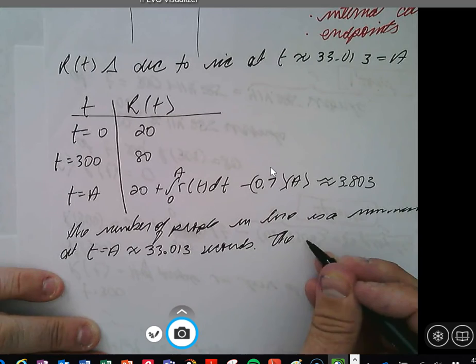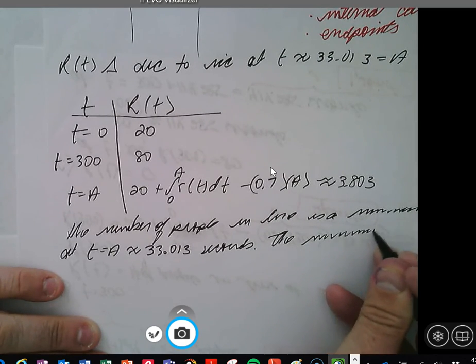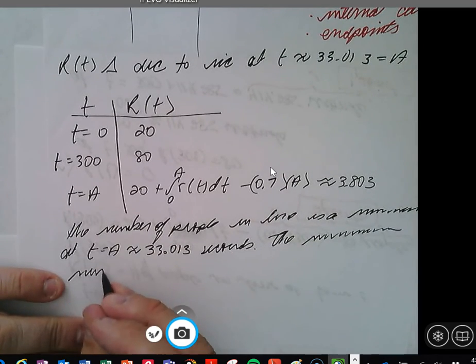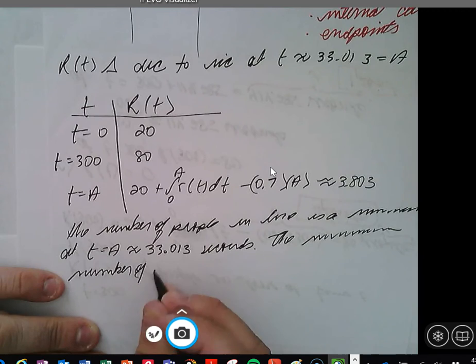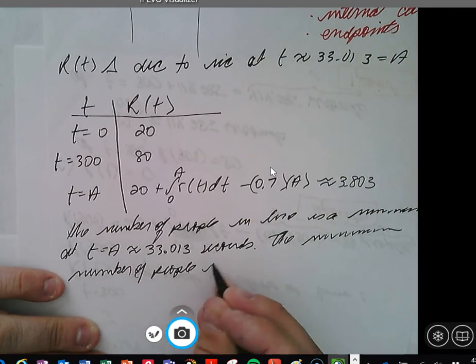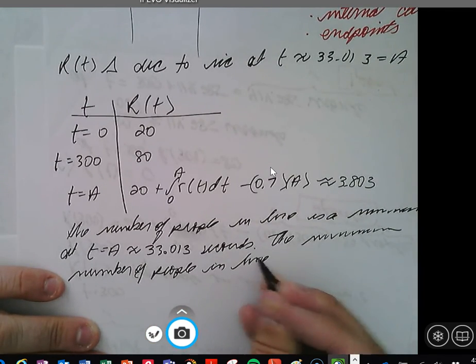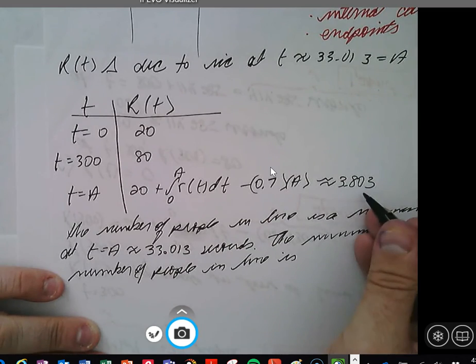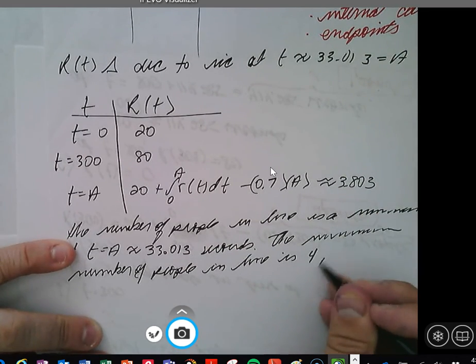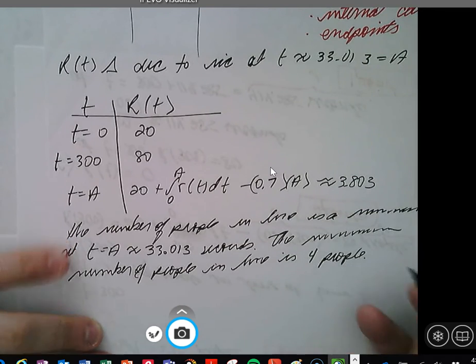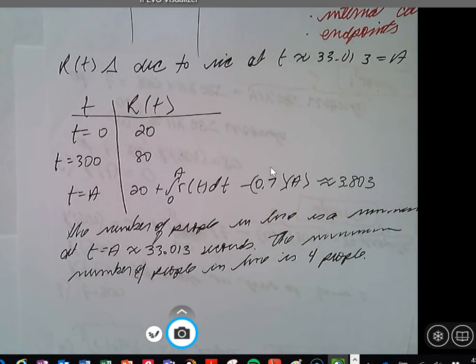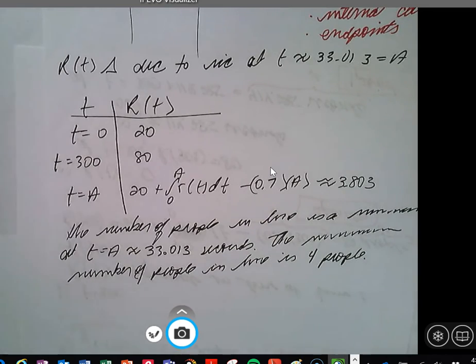The minimum number of people in line. Now I want that r value is not 3.803. You've done so much work. Don't blow it now. Round it to the nearest whole number. 4 people. That's a long one. These absolute extrema questions are always really, really long.